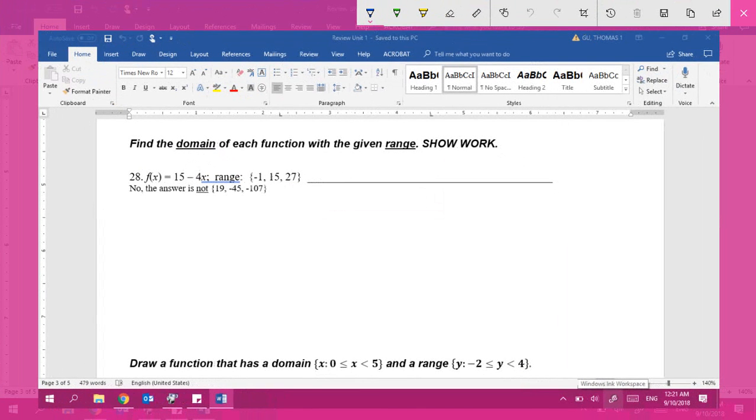Okay, so this one we're finding the domain given the range. So let's make sure we write what we know. This time we have the range. Range is y, right? But y is pretty much the same thing as f of x. So you can see we're substituting this time in place of f of x.